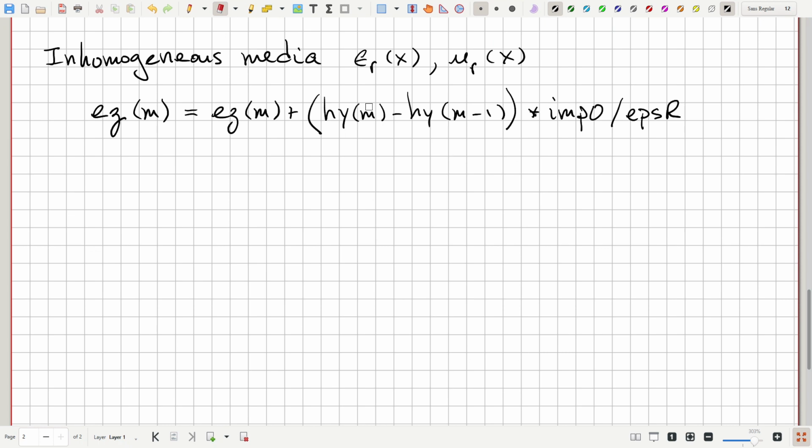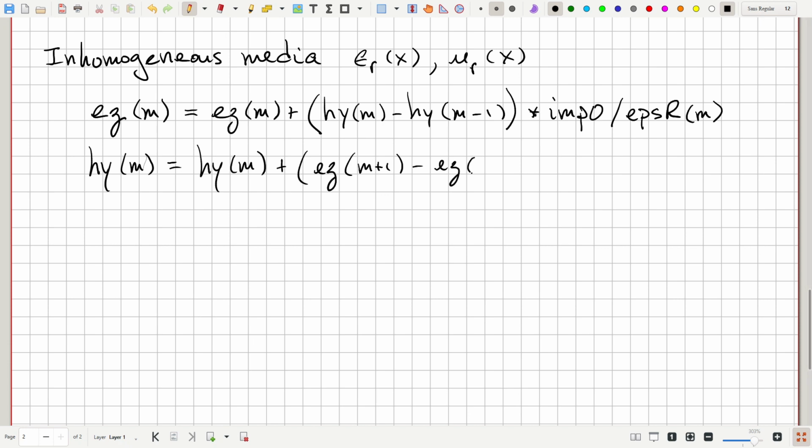Now, all we need to do to accommodate inhomogeneous media is just simply make this epsilon relative an array that has different values at different positions in space. And for the hy, here's our Ez, m plus a half minus m plus 1 minus Ez of m, and that would be over imp 0. And if we wanted to then have a mu relative, we could put that here.